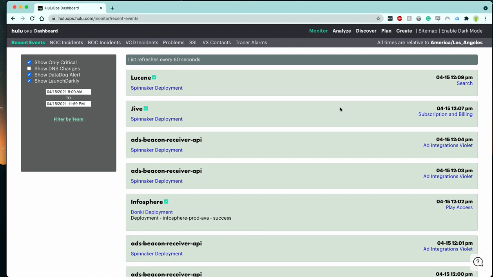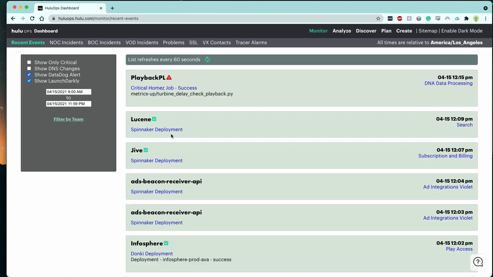I think the time frame here is 14 days or 10 days. But this is as close to real time as anything that we have, and it's coming from all of our systems. Getting information about changes into our system is very, very, very simple. And you can engage with the ORE team here at Hulu to find out how you would get your service changes in there. You notice that this is only critical. If I uncheck this, you're going to see everything, right?